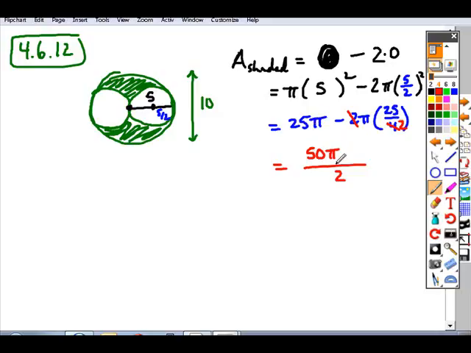So I can rewrite this as a single fraction. Minus 25 halves, just keep the 25 in the numerator, the 25 pi, sorry. And so if I simplify this, 50 pi minus 25 pi gives me 25 pi over 2. And so that's going to be my answer in the exact form.